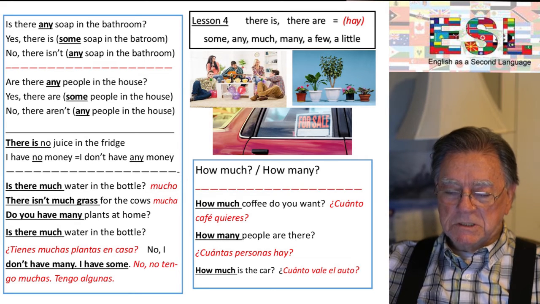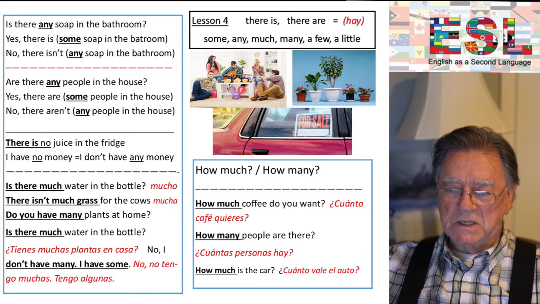And then, how much is the car? ¿Cuánto vale el auto? We have a car for sale, and it says, how much is the car? We're wanting to know price and precio is $20,000.